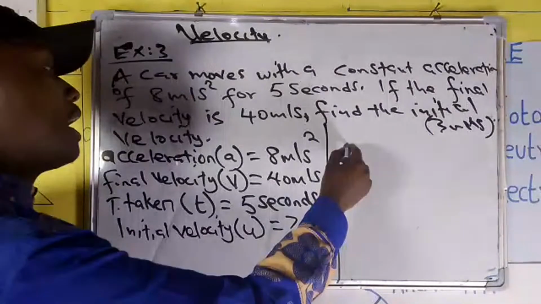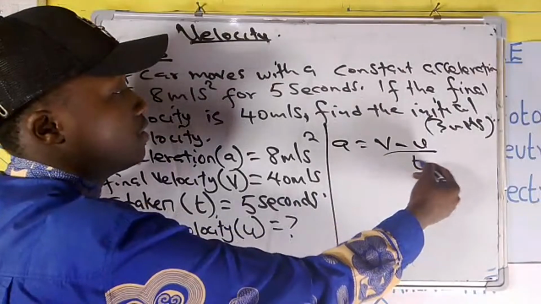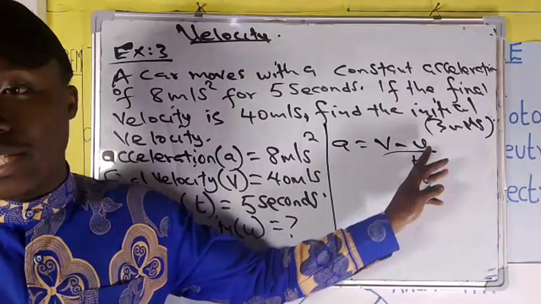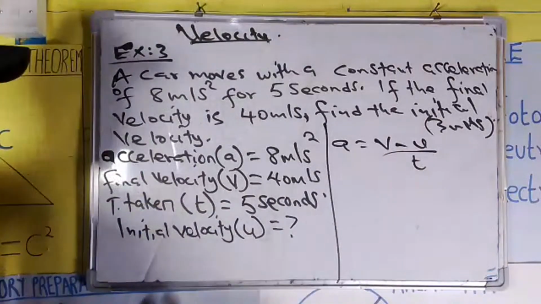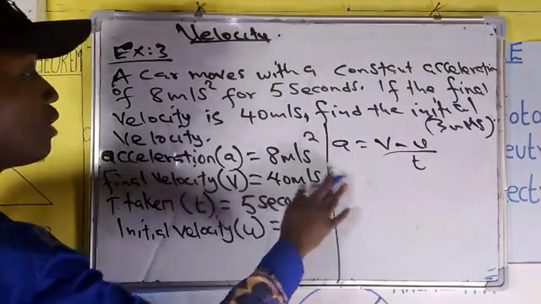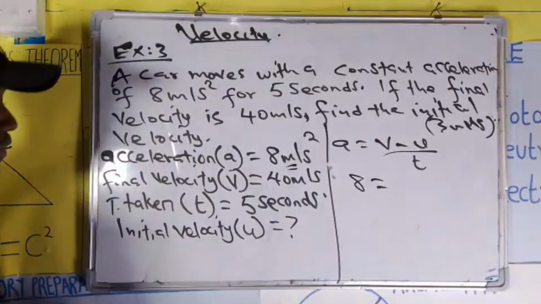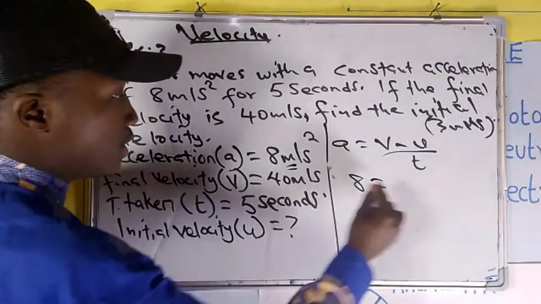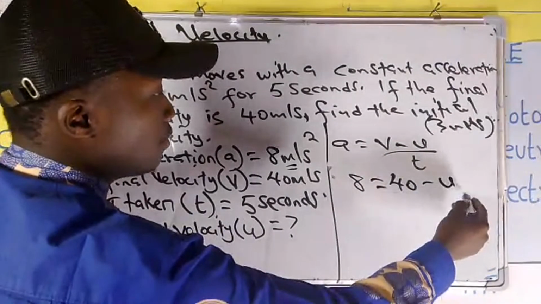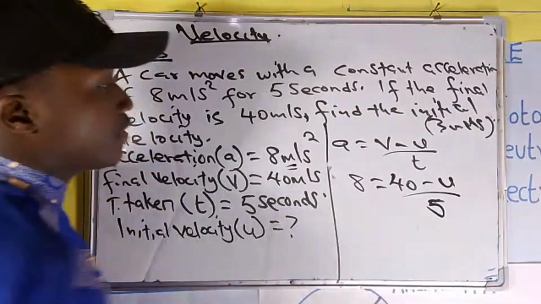Same formula we are using. Acceleration equals final velocity minus initial velocity over time taken. So we already have acceleration, it is 8. So 8 is equal to, our final velocity is 40, our initial velocity we don't have, we are looking for it, we will call it u, over our time taken, which is 5.